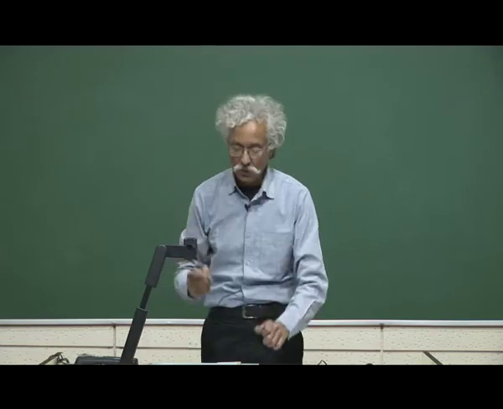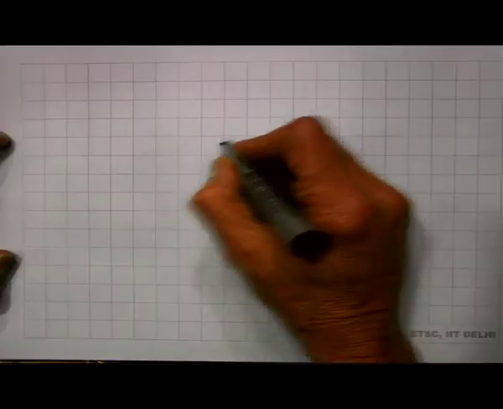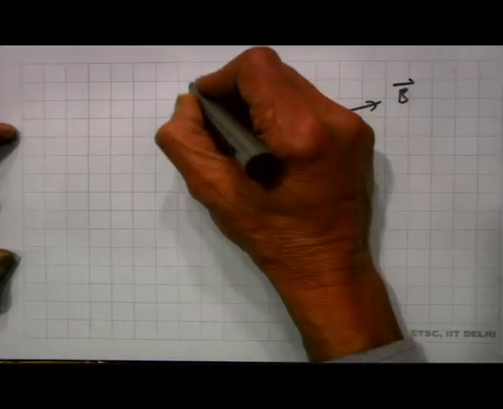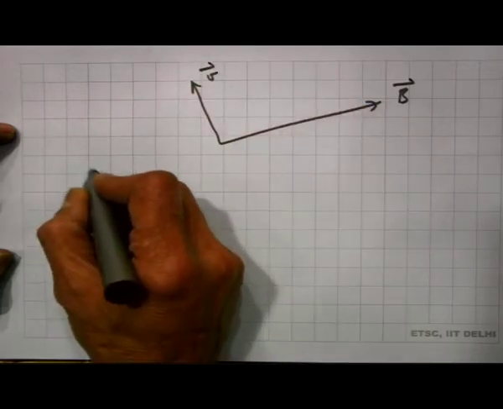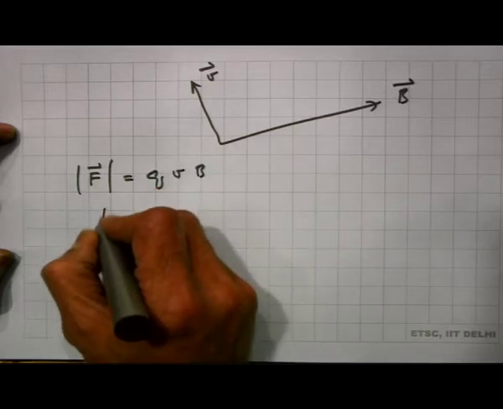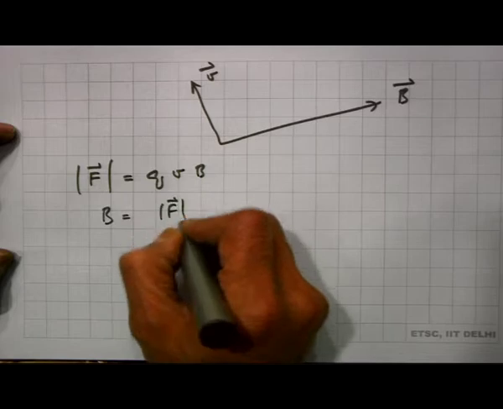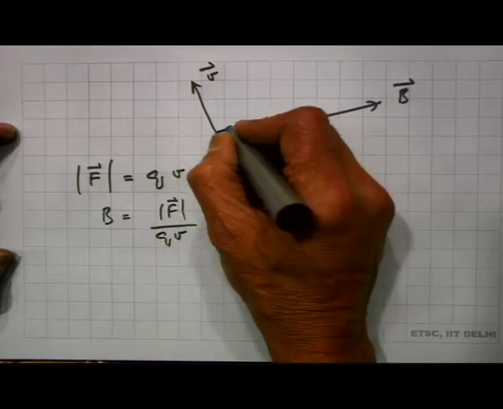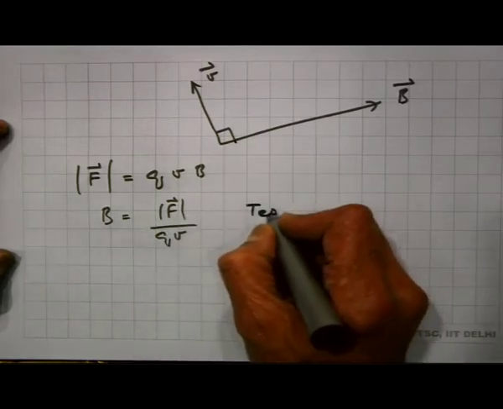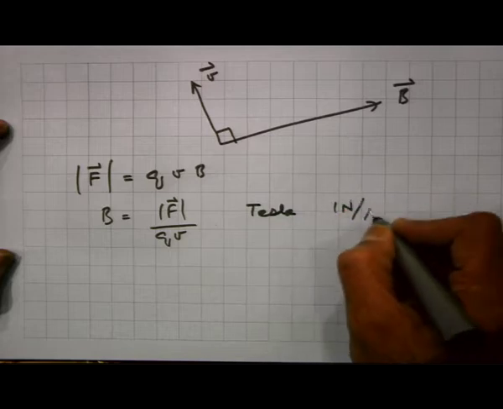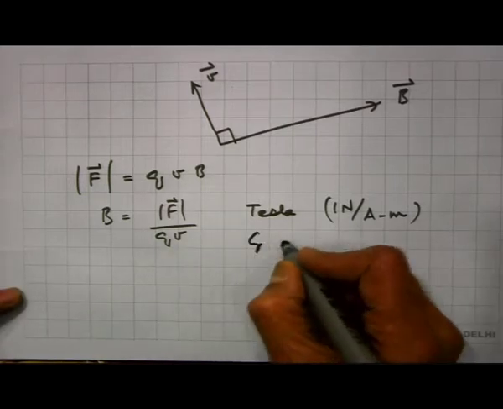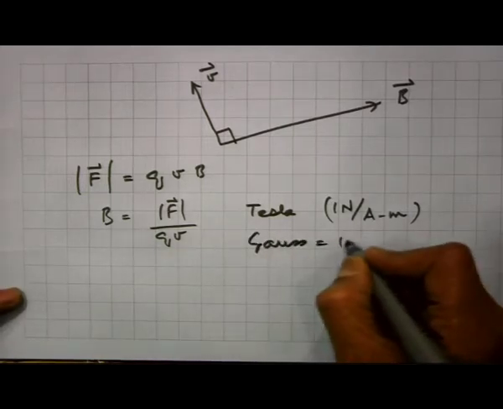Just like the electric field, we have defined a magnetic field. Suppose you had a magnetic field represented by the B vector like this, and you move a charge in this direction, perpendicular to B. Then you find that the magnetic force magnitude is q v B. So, we had defined B as the magnitude of force divided by q times v. This is 90 degrees, and the unit is called Tesla, that is 1 Newton per ampere meter. Tesla is a big unit, and we had also introduced another unit called Gauss, which is 10 to the minus 4 Tesla.